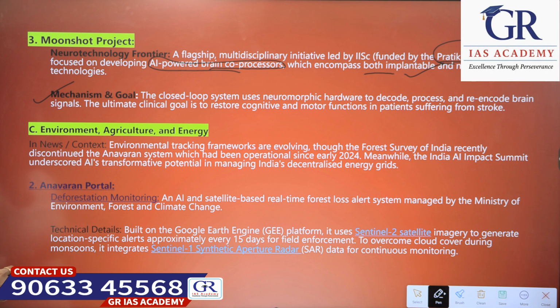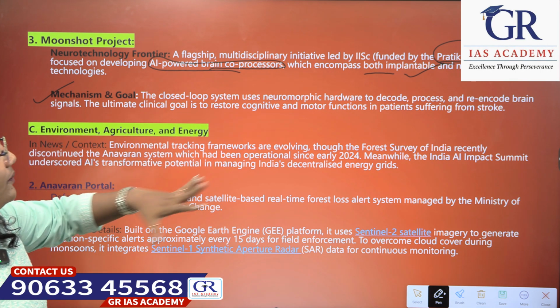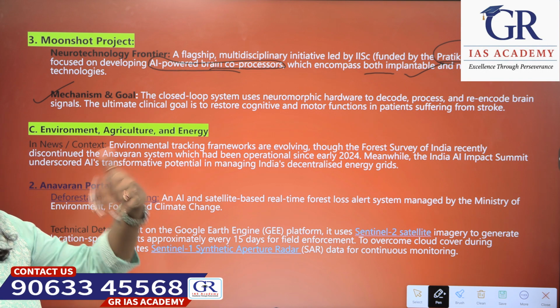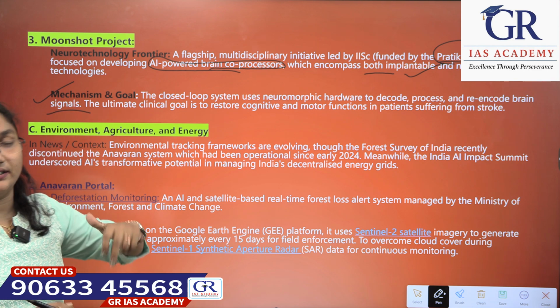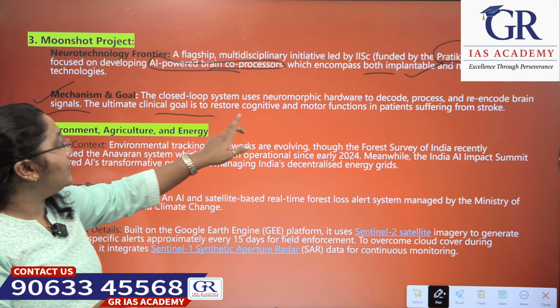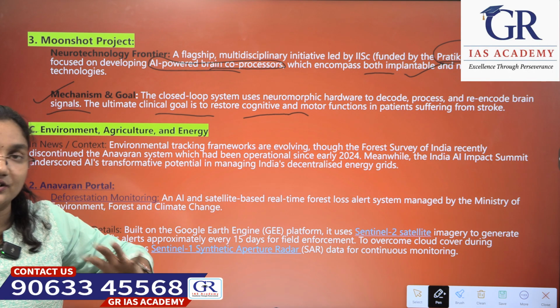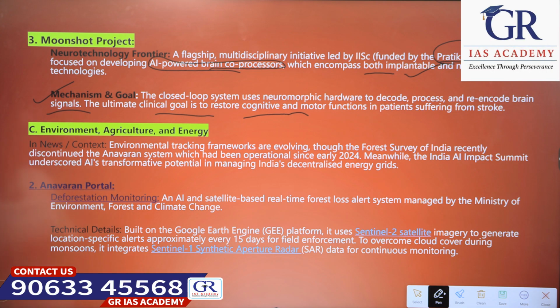Okay, next, let's see the mechanism. It is a closed-loop system which uses neuromorphic hardware to decode, process and re-encode brain signals. The ultimate clinical goal is to restore cognitive and motor functions in patients who are suffering from stroke. Next is the environment, agriculture and energy sector.